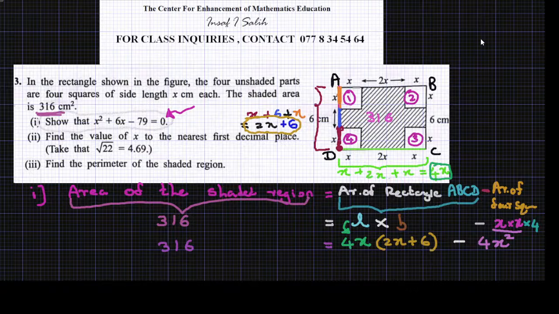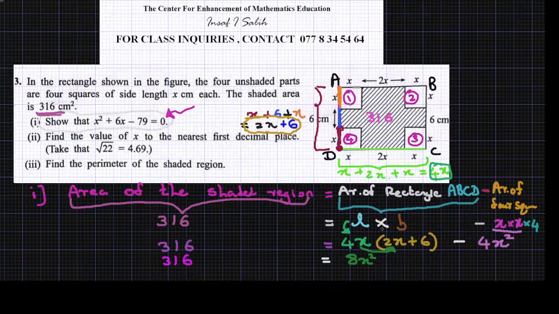Now we have 316. Let's expand the brackets. Let's remove the brackets. 4x times 2x: 4 times 2 is 8, x into x is x squared. So that's 8x squared.